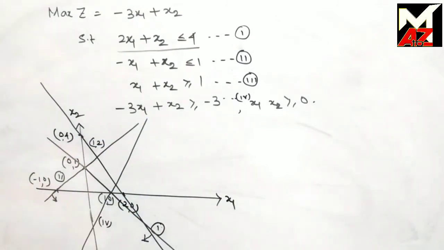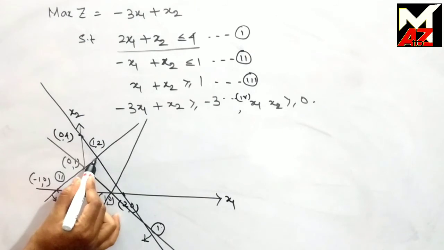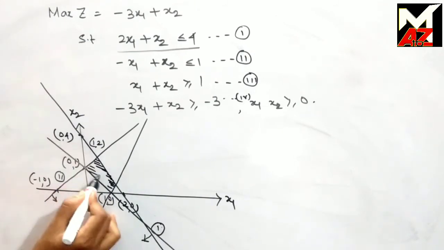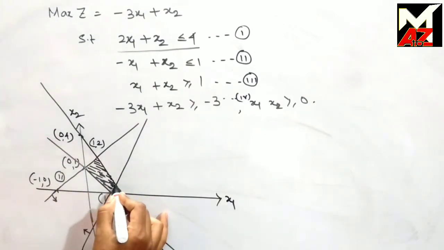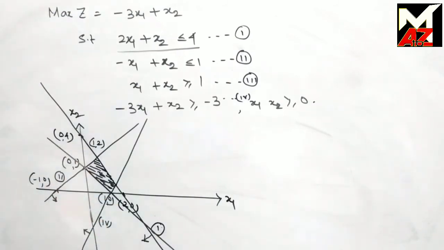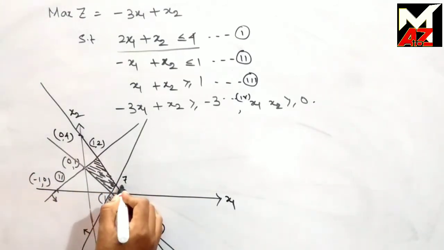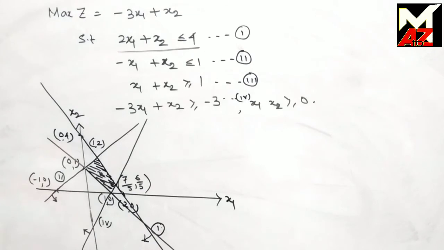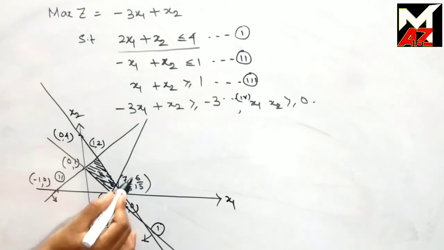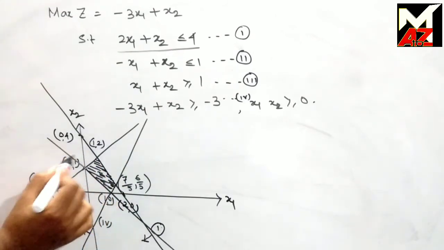This is 4, and the region is inside. Okay, so the common region is this shaded region. This is the feasible region, and we find the intersection of first and fourth equations, and we get the point (7/5, 6/5). Now we get a closed feasible region with 4 vertices: (1, 0), (7/5, 6/5), (1, 2) and (0, 1).